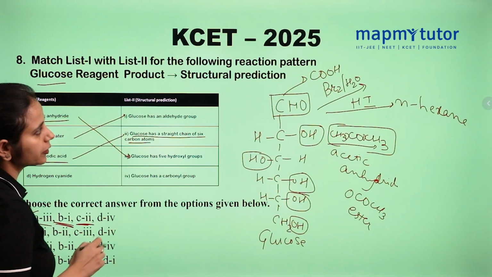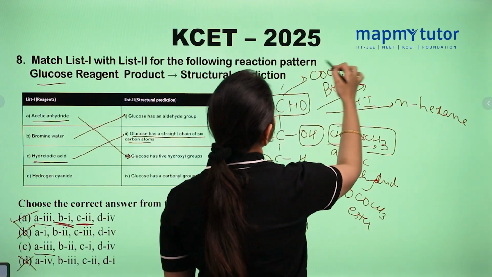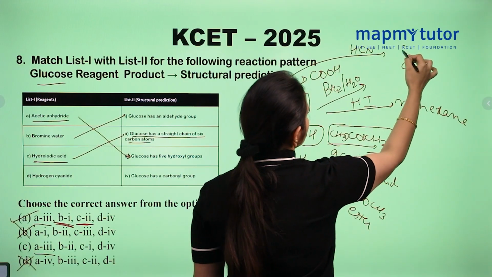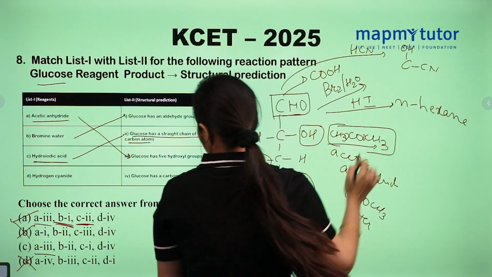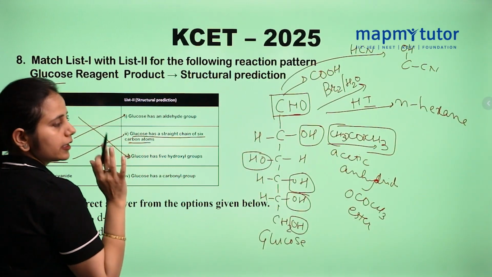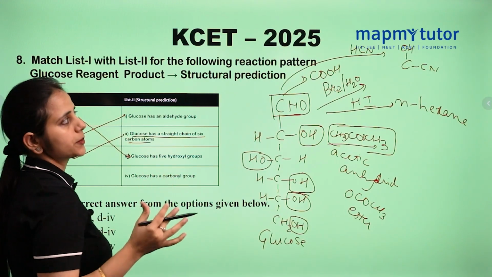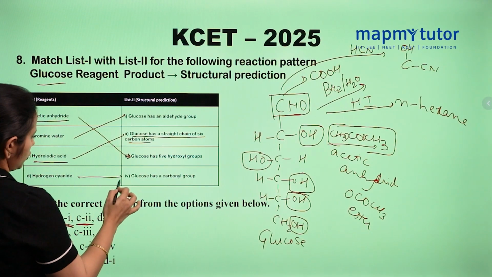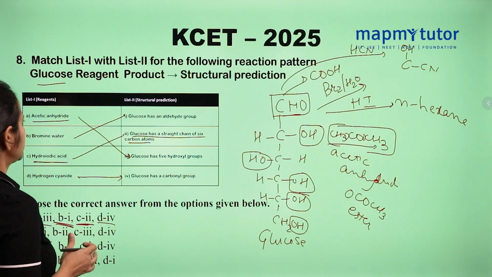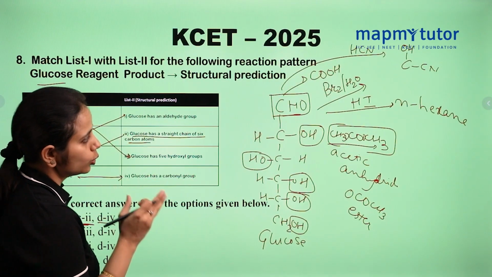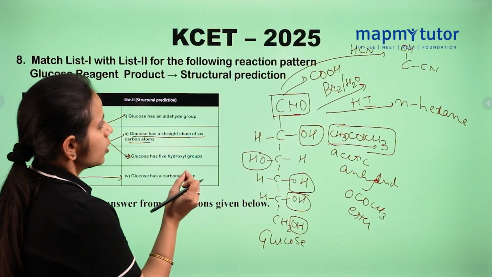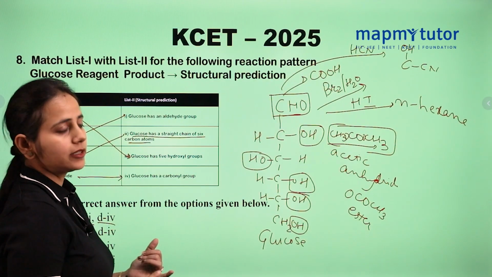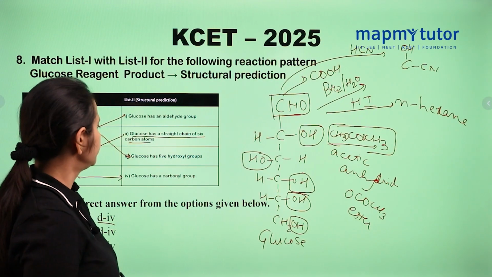And hydrogen cyanide will convert this part into OH and CN. So from there we get to know that in the glucose unit, the carbonyl group is present, which converts into that OH and CN part. So D is for 4. From here we understand that by reacting glucose with these reagents, glucose has a carbonyl group, OH groups, and 6 carbons.